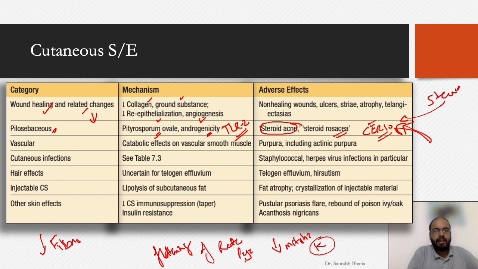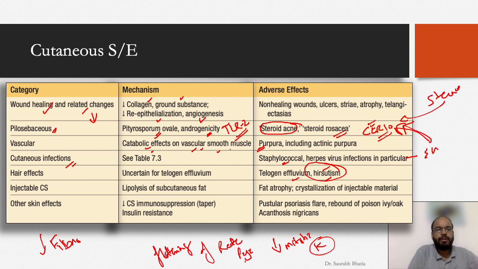Okay. A catabolic effect on vascular smooth muscle happens, and because of that, it can lead to increased vessel damage, leading to purpura because of steroids. Increased cutaneous infections like staphylococcal, bacterial, viral infections can happen. We have already discussed eczema herpeticum in previous slides. Okay, telogen effluvium and hirsutism. Hirsutism is a very discomforting side effect of steroids for patients taking them.